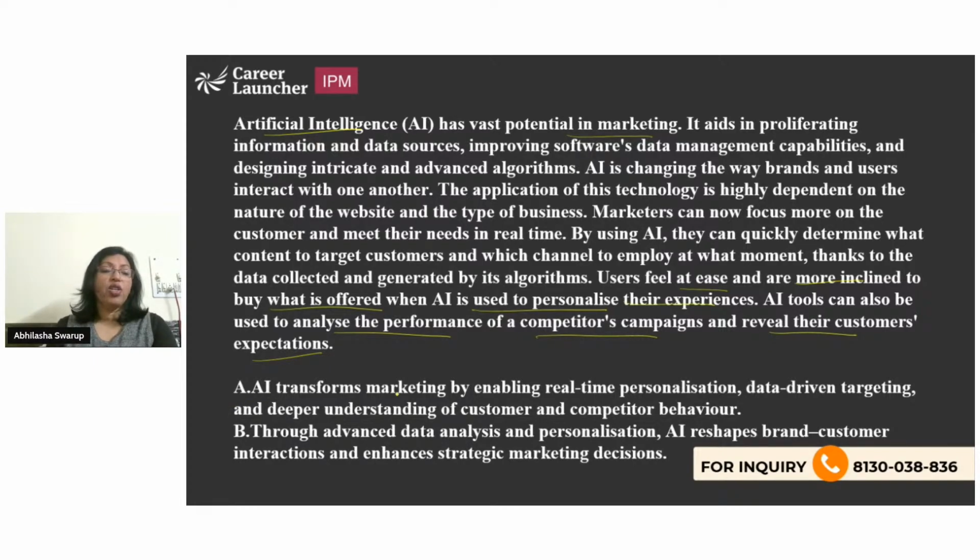Option number one says AI transforms marketing by enabling real time personalization, data driven targeting, and deeper understanding of customer and competitor behavior. Looks good. Option two: through advanced data analysis and personalization, AI reshapes brand customer interactions and enhances strategic marketing decision. But does it reshape brand customer interaction? No, it actually creates those, okay, or it redefines them. So between A and B, A is a better choice than B, so we will eliminate B.